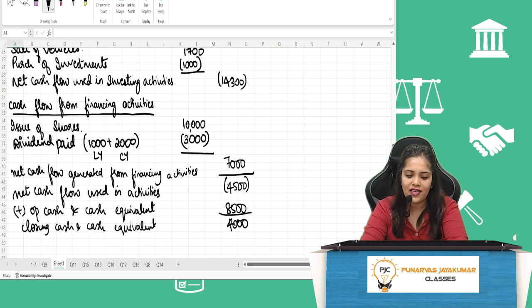From the following balance sheet of Mr. Zen, prepare cash flow statement as per Accounting Standard 3 for the year ended 31st March 20X1. So balance sheet of Mr. Zen is given. Zen's capital, can you see, opening is 10 lakh, closing is 12.24. Matlab there is a change.